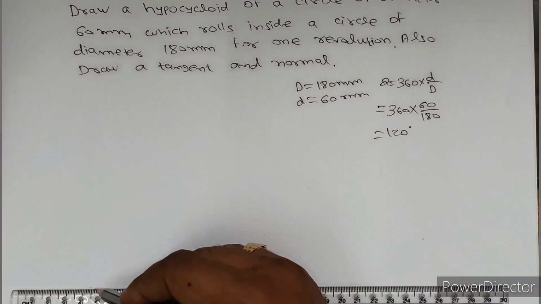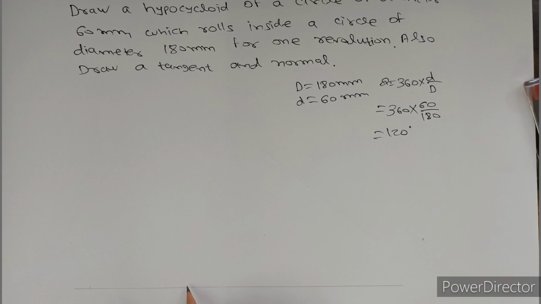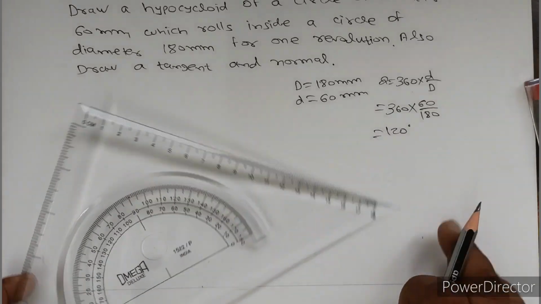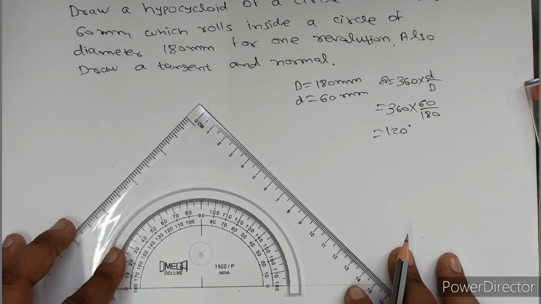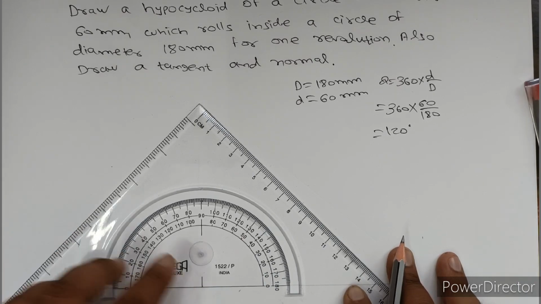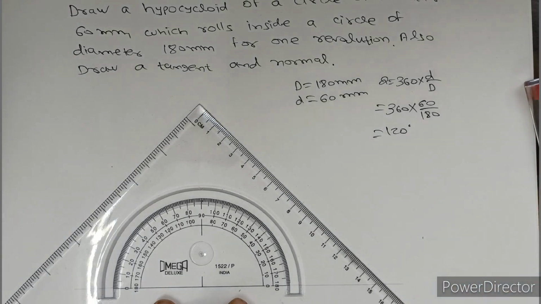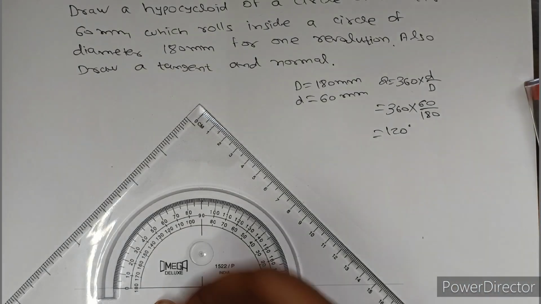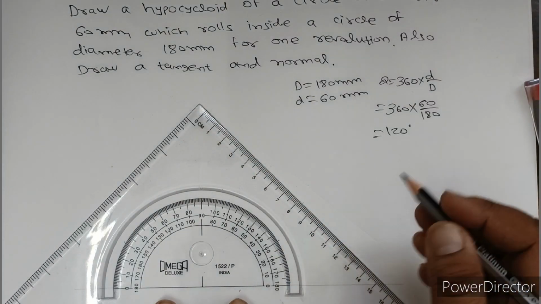Okay, now students, this is the horizontal line and this is the point. From this point you have to draw two lines, making 120 degrees. So 180 minus 120 is 60, so 30 and 30 you have to mark. This is 30 and this is 30.